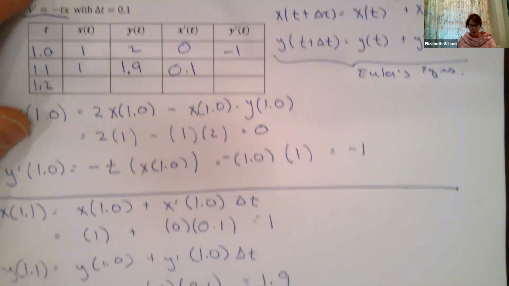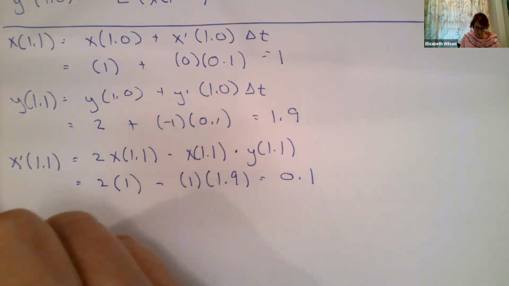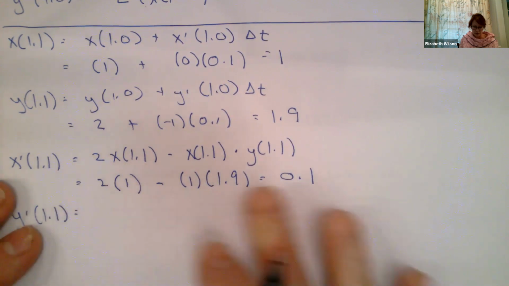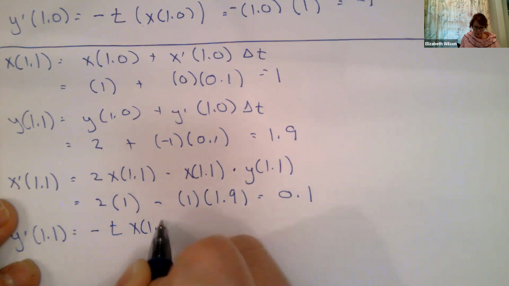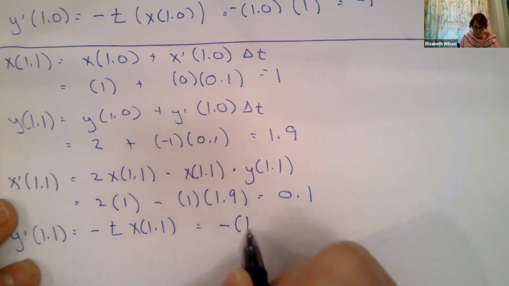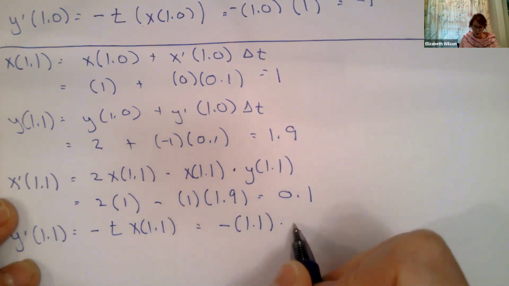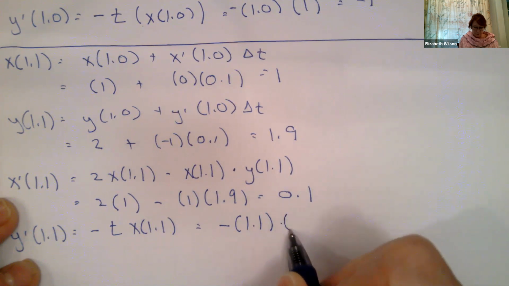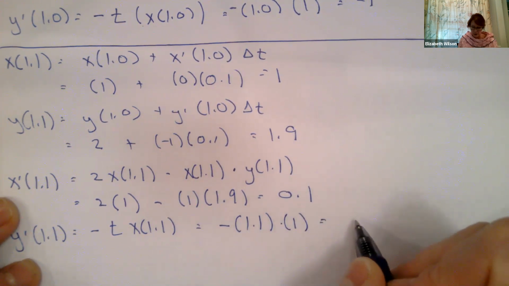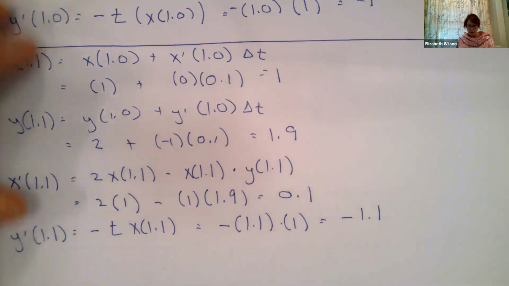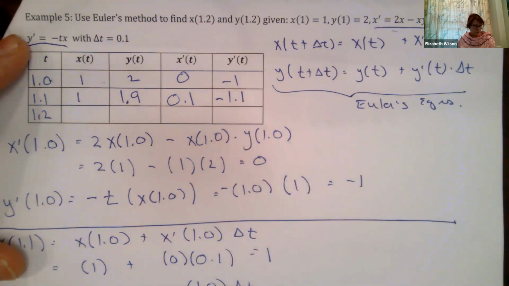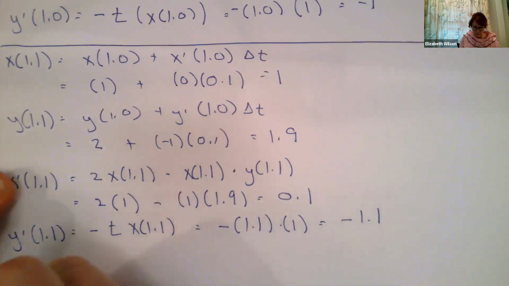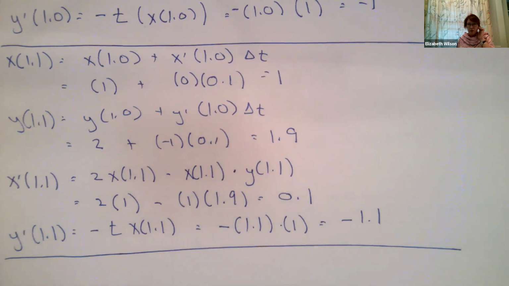Okay, I'll do my y. The derivative at 1.1 is equal to minus t times x of 1.1, which is minus, I'm at time 1.1, times x of 1.1, which is 1. So that's equal to minus 1.1. I'll plug that in here. Now our next time frame, see how we've got multiple things happening, but the x's and the y's are dependent on each other.